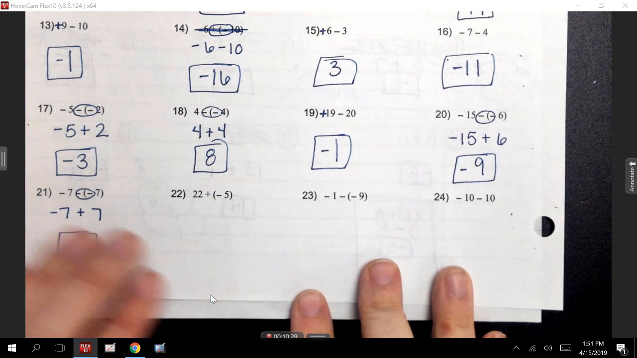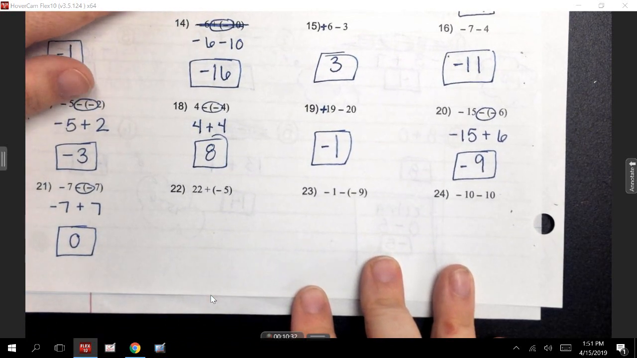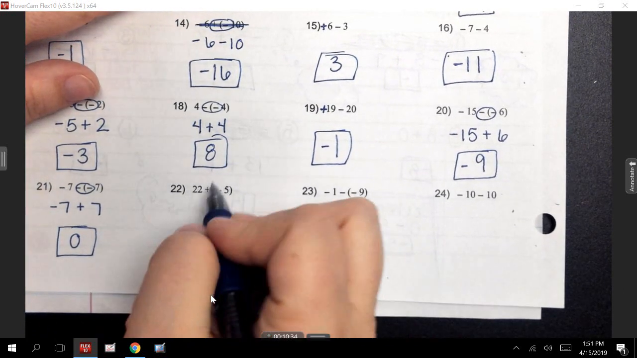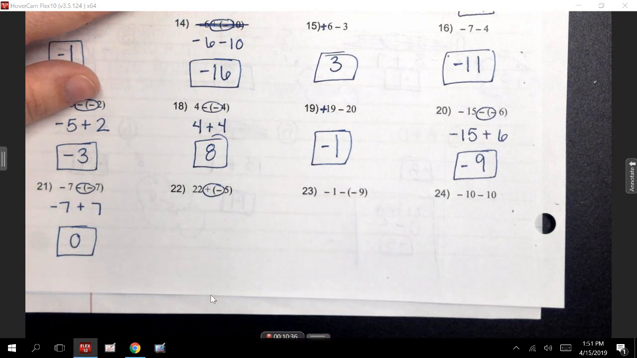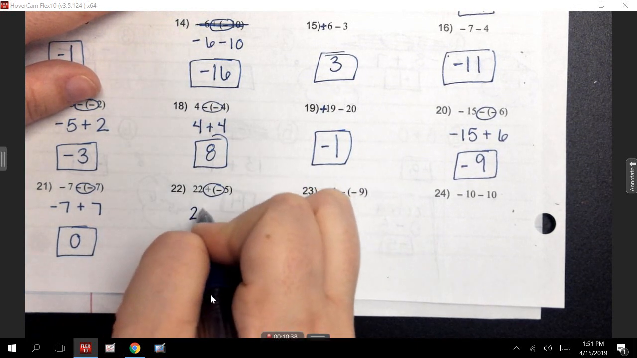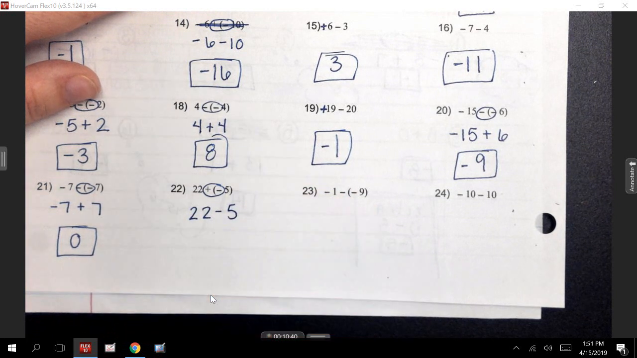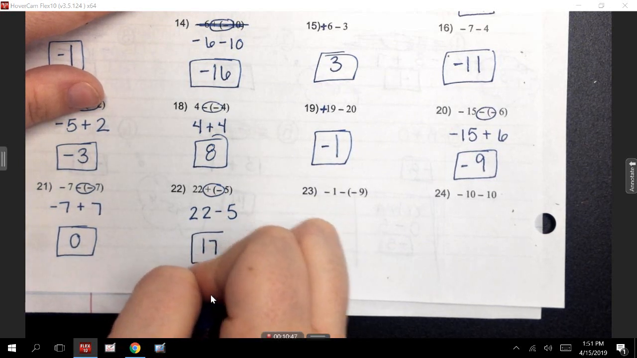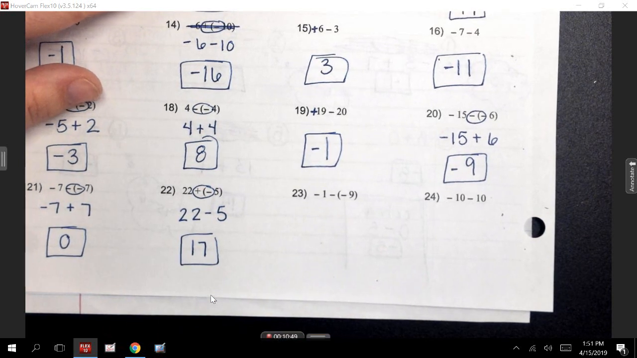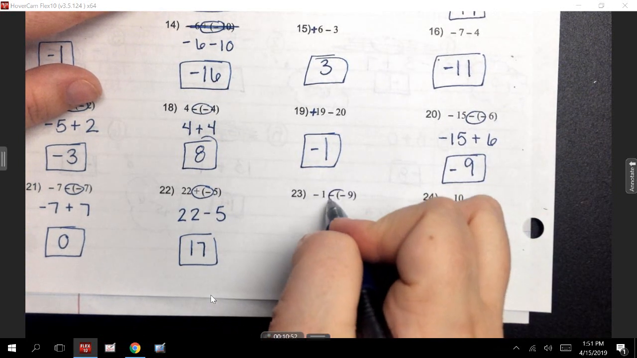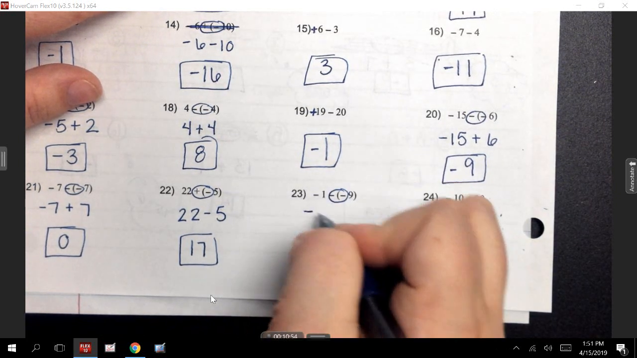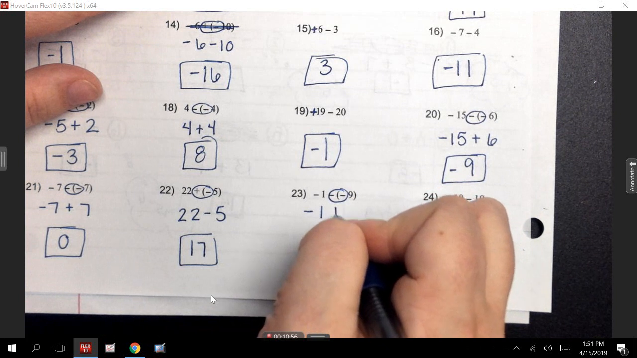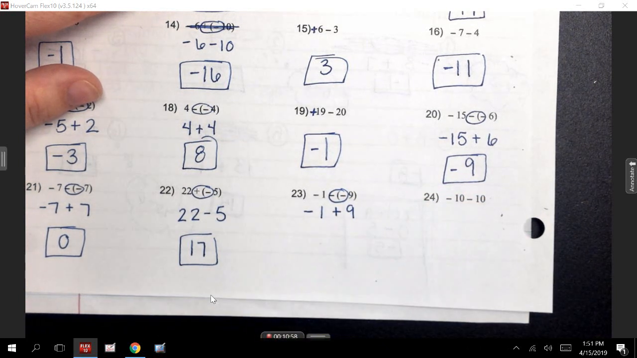All right, number 22. Rewrite that one for me, Tyler. 22 minus 5. Chase, you got an answer for me? 17. Perfect. And it's a positive because 22 is bigger. 23, rewrite it for me, Fernando. Negative 1 plus 9. Am I adding them or subtracting them? You should be subtracting them.